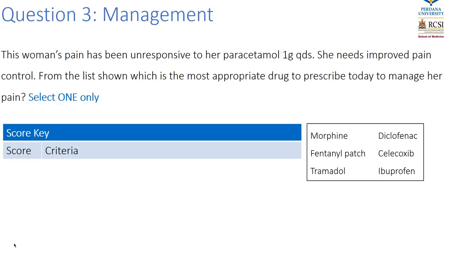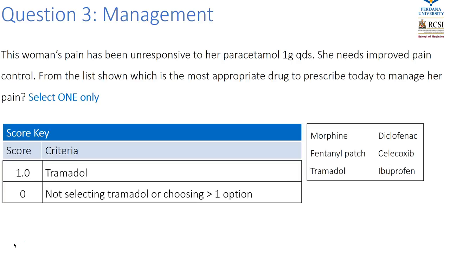Question 3. A question on management for this lady. Her pain has been unresponsive to regular paracetamol 4 times daily, which is taken quite diligently, so she needs improved pain control. From the list shown here, which is the single most appropriate drug to prescribe today to manage this pain? The list is morphine, diclofenac, fentanyl patch, celecoxib, tramadol, or ibuprofen. The answer here is tramadol.